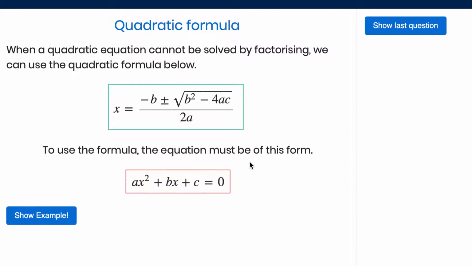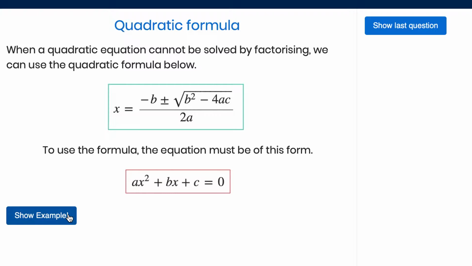Now, to use the formula, the equation must be of the form ax squared plus bx plus c equals 0. So in other words, a is the number in front of the x squared, b is the number in front of x, and c is the number on its own. And we simply substitute them into the formula to get the answers.